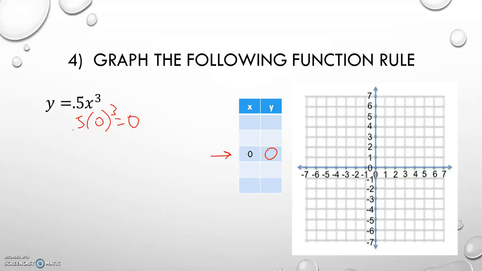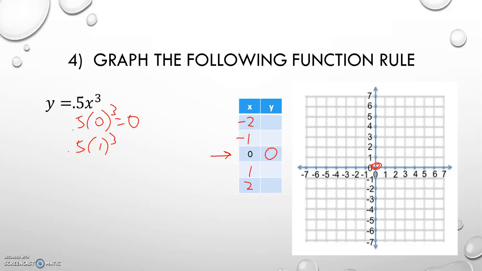So we have 1 point here at 0, 0. But I'm going to plug in points around this like 1 and 2 and negative 1 and negative 2. So let's say I plug in 1. It's going to be 0.5 times 1 to the third. Well, 1 to the third means 1 times 1 times 1.